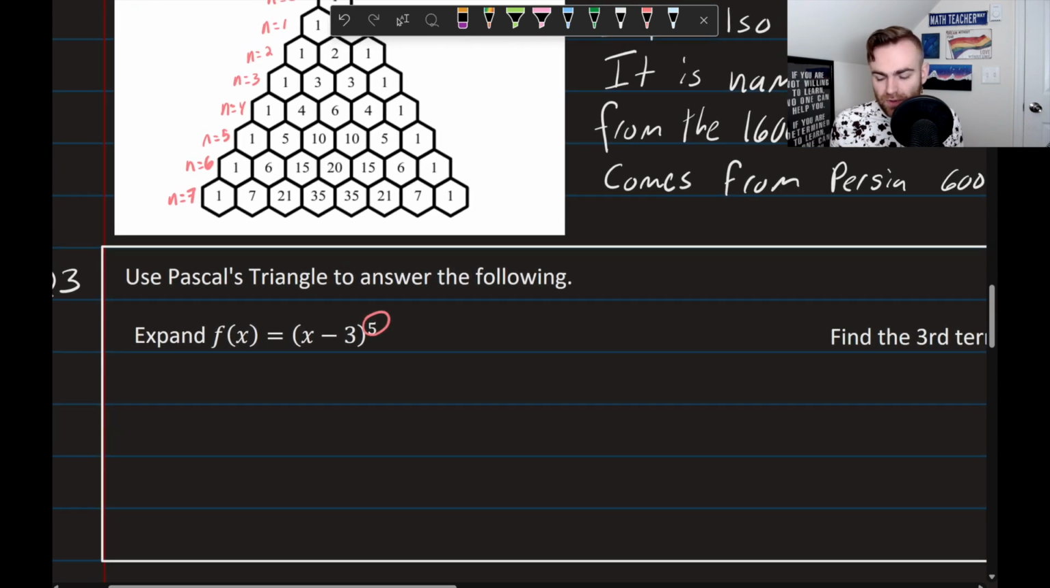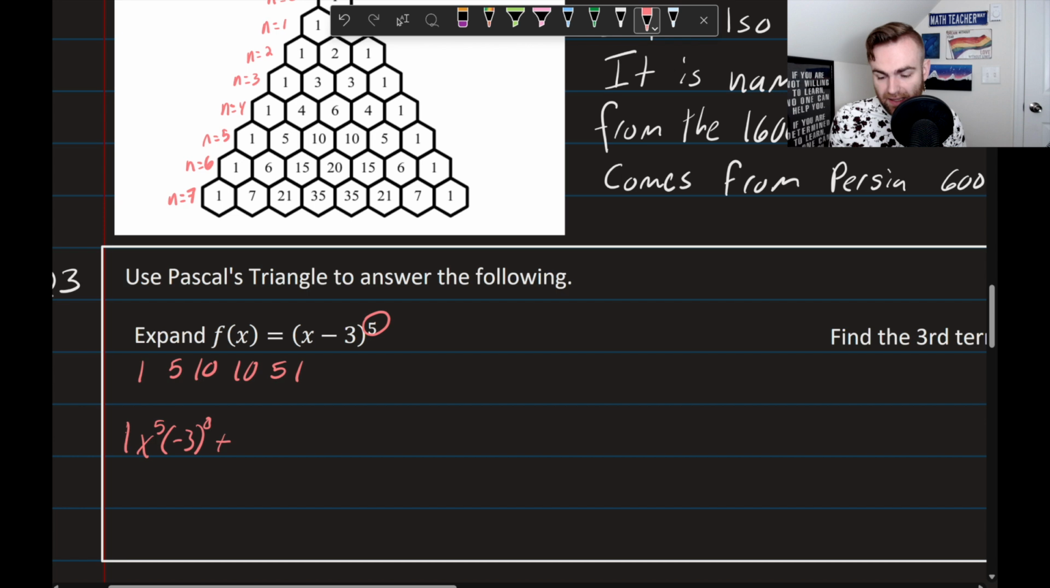So the first thing I'm going to say is we have this set up. We're going to have 1, 5, 10, 10, 5, 1. Then what we're going to do is we're going to set each of these numbers to a combined power of 5. So we're going to have 1, x to the 5th, negative 3 to the 0. The powers add up to 5.